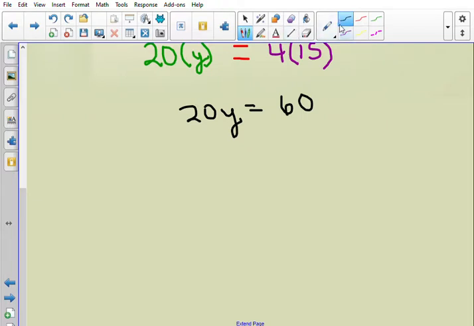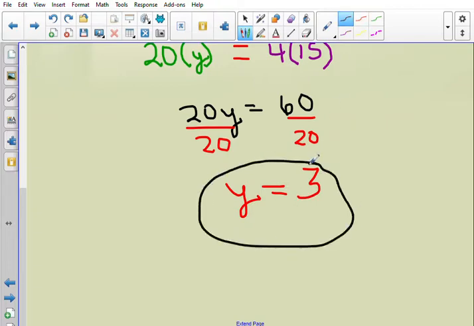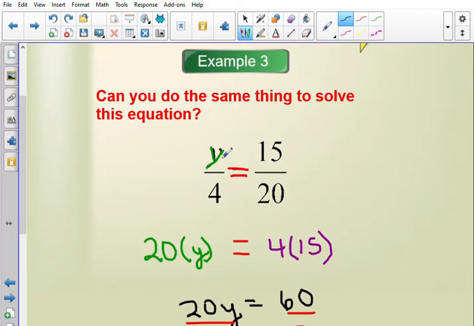From there, I'm just solving. So I'm going to divide both sides by 20. When I divide both sides by 20, I see that y is equal to 3. So your answer there, the y value has to equal 3. So 3 over 4 is equal to 15 over 20.